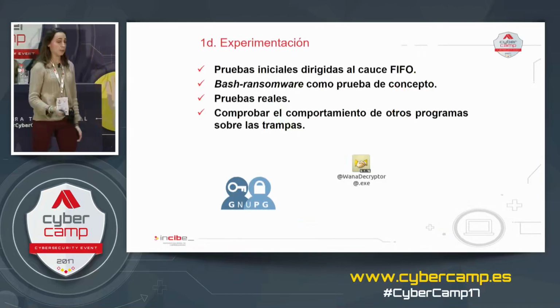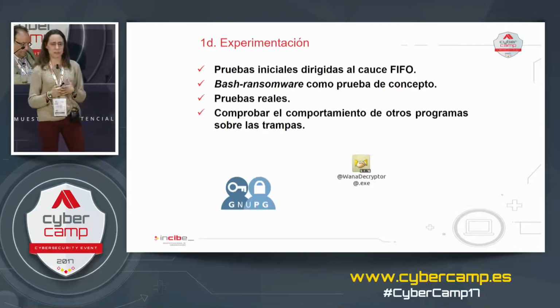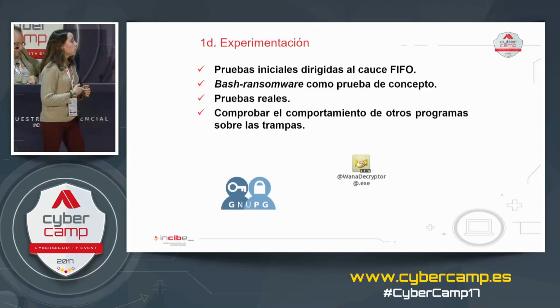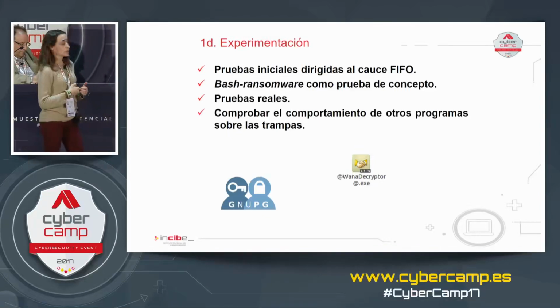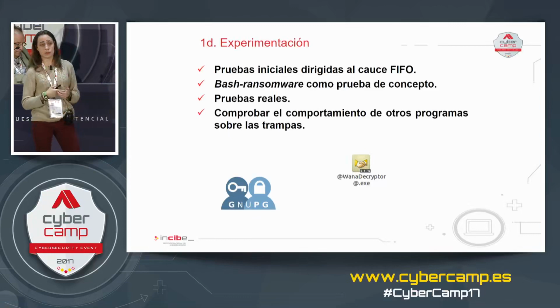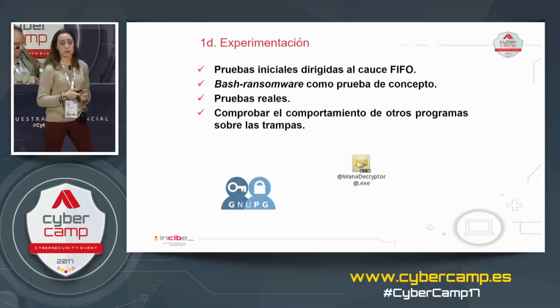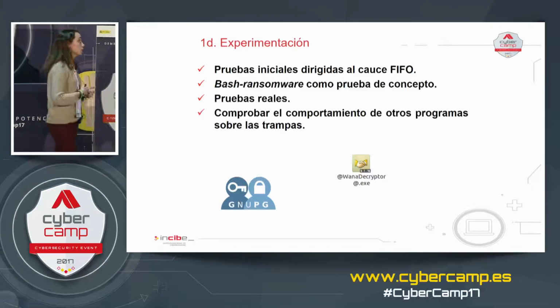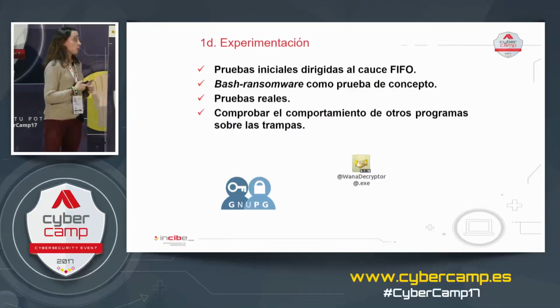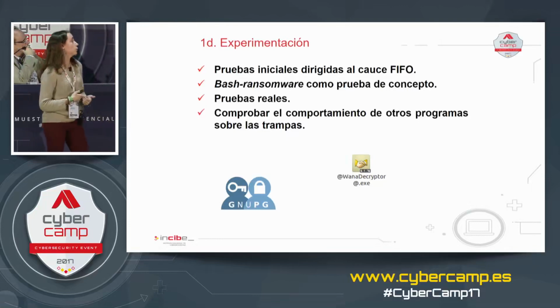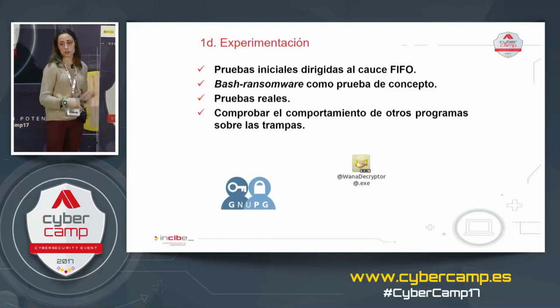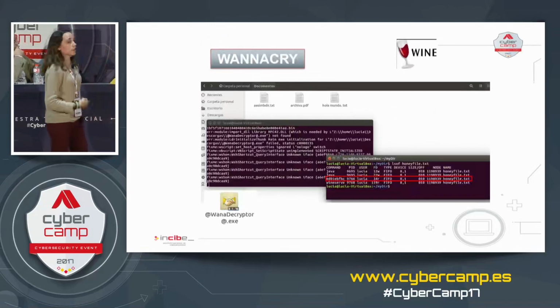The experiment was first devoted to the channel to see whether we could control the reading and writing processes. Then we used Bash ransomware as a concept trial based on open source. We developed this tool first in Linux, and we used the concept trial to check it worked, and then we moved to the real test. I will show you now a brief video, and then we could see that it didn't affect the rest of the programs that were being executed.